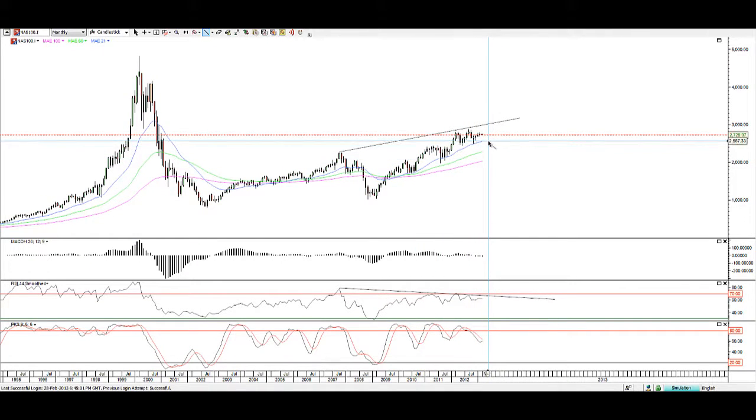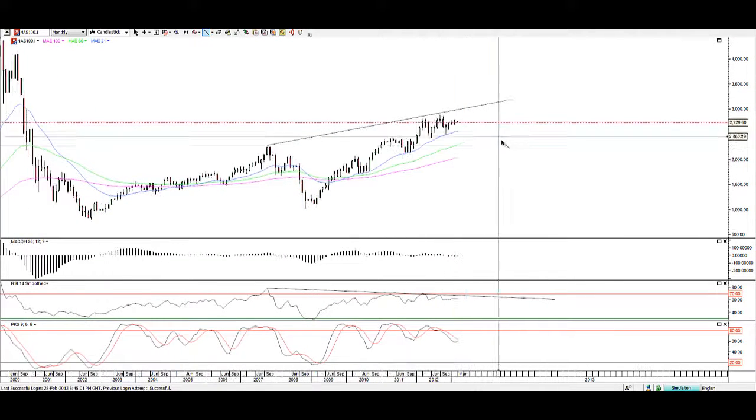Now, the first support will be the 21, then the 50, and then the 100. So we're going to head down very likely to around the 2000 level, and very probably sometime this year. Maybe we've already had this kind of head and shoulders and we're going to drop down to here. Maybe we're going to go down. For now, it's looking like it does want to go down.